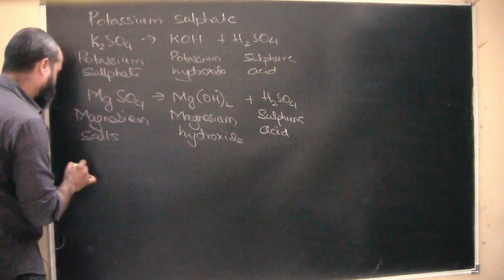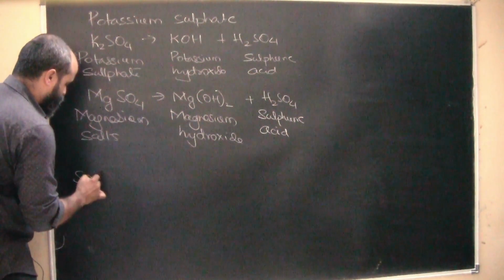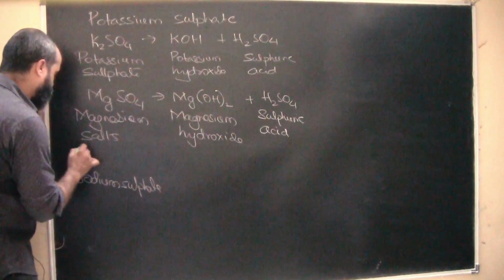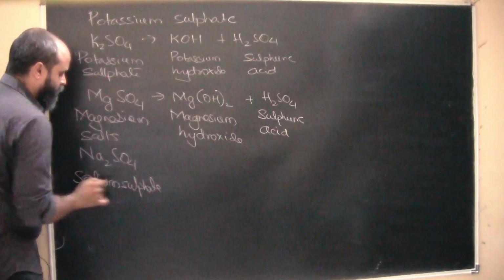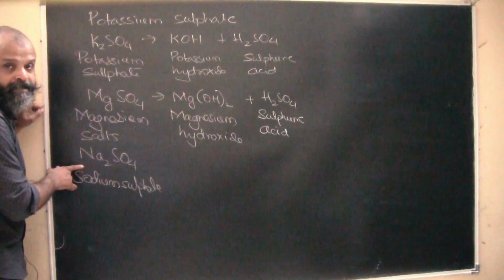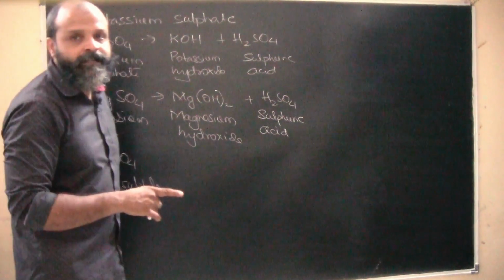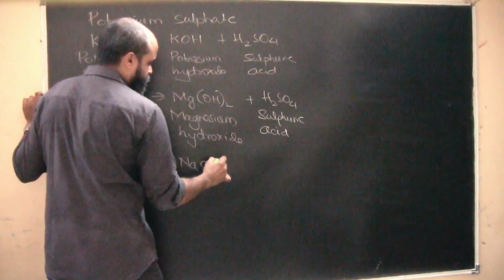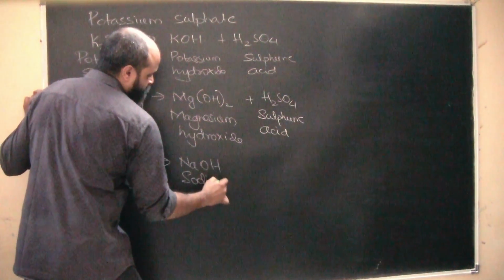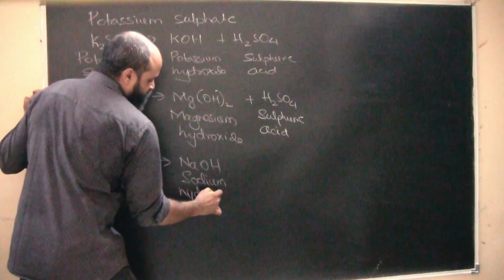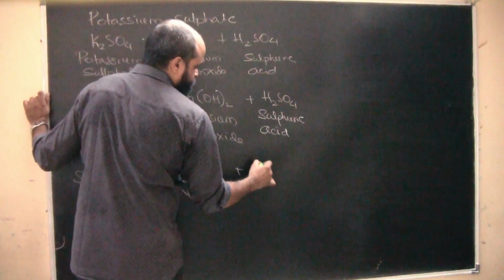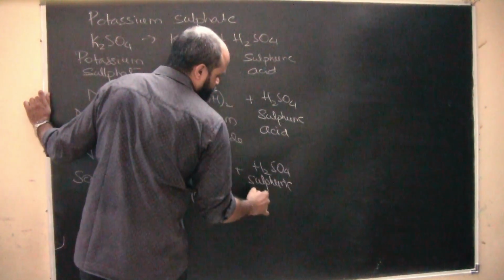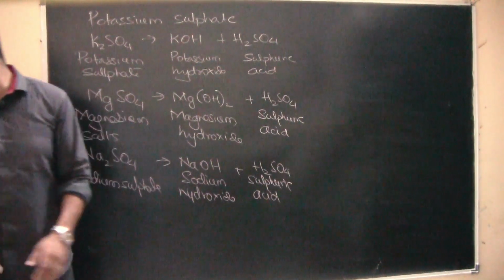Let's say we have sodium sulfate, that is Na2SO4. Obviously the hydrogen part of an acid has been replaced by sodium. So this will be sodium hydroxide. It is formed from sodium hydroxide and sulfuric acid. This is definitely formed from sodium hydroxide and sulfuric acid.